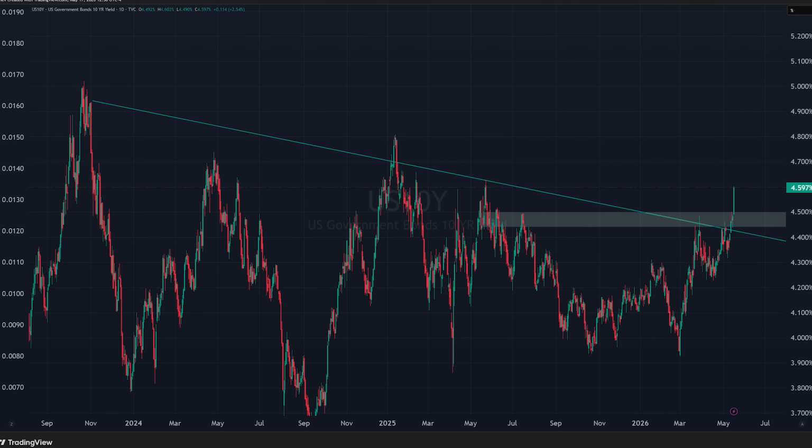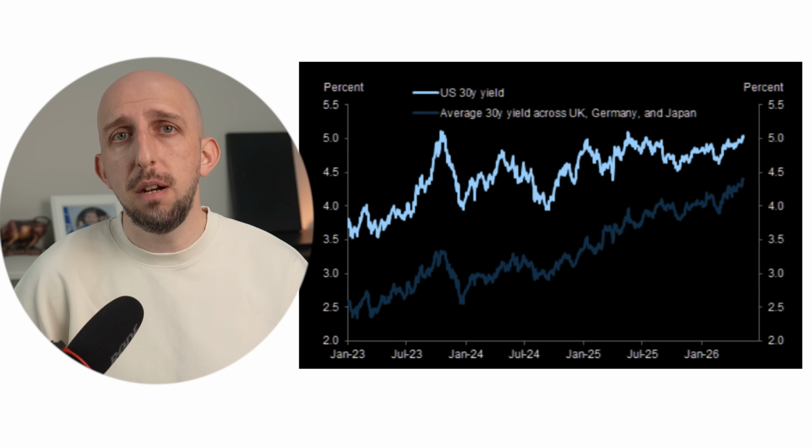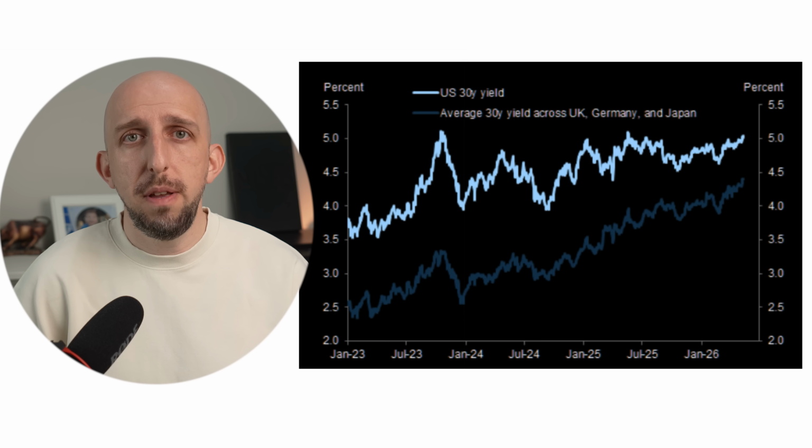The US 10-year Treasury yield. In previous videos, I warned you to watch if it breaks above 4.5%. It just did. The 10-year is now at 4.6%. And it is not just the United States. 30-year yields across the UK, Germany and Japan are all rising in tandem. This is a global phenomenon. Bond markets around the world are telling you the same thing.